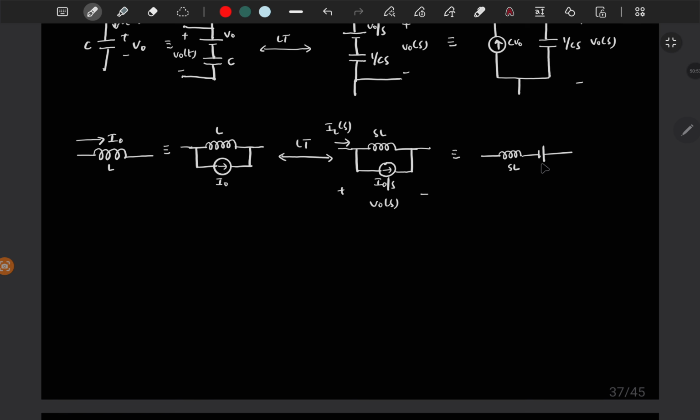And the voltage source value is the current times the impedance, which is nothing but I naught by S into SL. So L into I naught. So L I naught. And this total voltage is V naught of S. This current is IL of S. This is how you represent the inductor if you have some initial current through the inductor, and in Laplace transform you have to represent it like this.